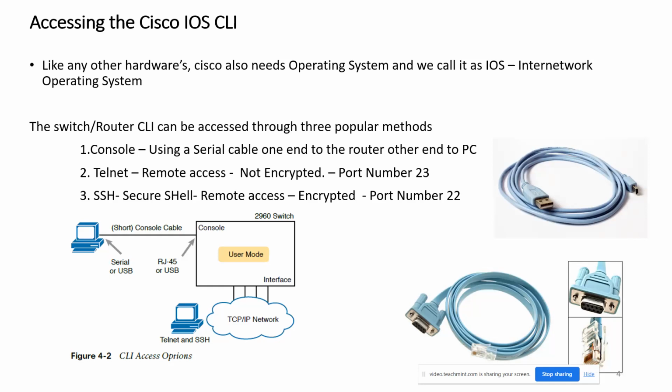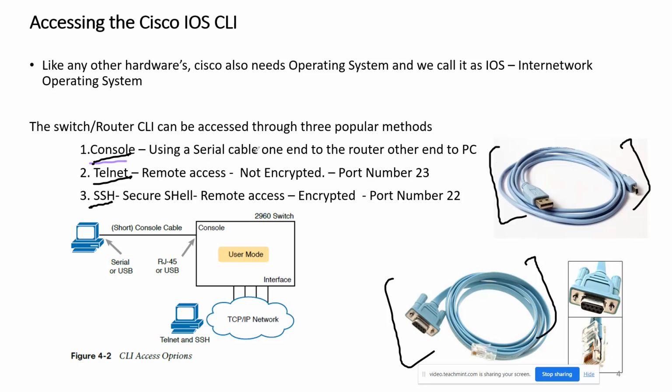The first one is called console, where I am going to use a console cable. The second one is Telnet, where I am going to use Telnet. Telnet is a configuration basically. The third method is SSH, or I can say Secure Shell. The console cable looks like this, the blue color cable, the sky blue color. Using the console cable, you can access the device.